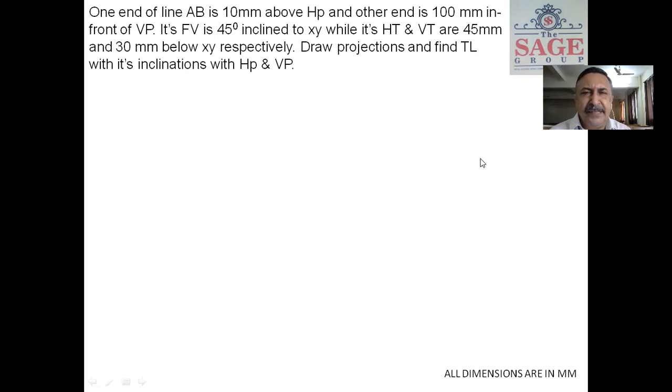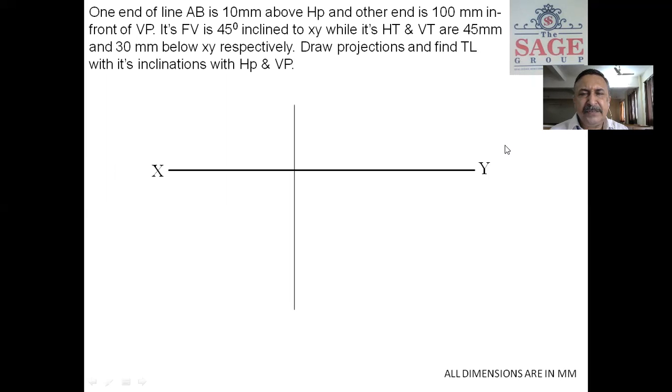Whatever easy data we have to draw, that we should draw first. So start with the XY line as usual. Then first we draw point A, that is 10 mm above HP. So this is A dash, 10 mm above HP. Now we draw the 45 degree line. This is the inclination of the front view which is given. This distance is 10 mm.